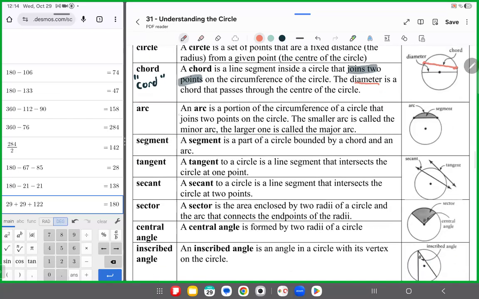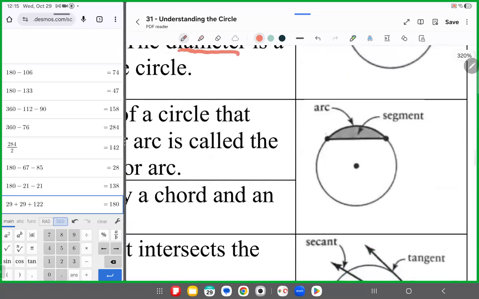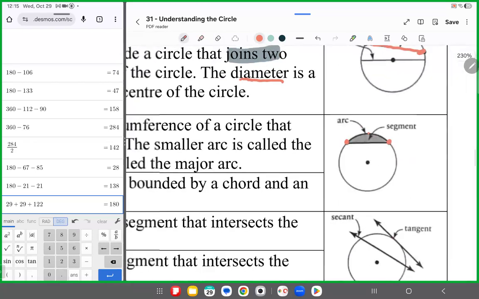An arc is a portion of the circle that joins 2 points on the circle. So the smaller arc is called the minor arc. The larger one is called the major arc. Okay, so here you have a circle, and if we zoom in for a moment, say we'll put the point A here. Okay, zoom out. So say that we call this A, B, and C.